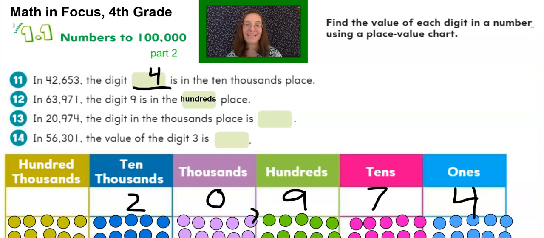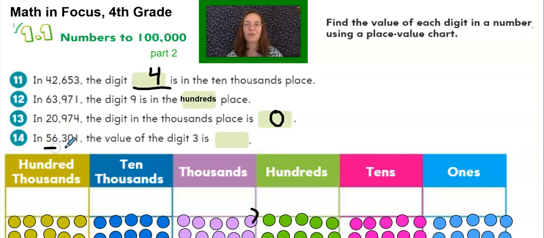Looking in number 13, it asks what digit is in the thousands place for the number 20,974. If I know that the purple place is the thousands, I can say the digit there is 0. Remember, 0 is a digit, and it really helps us out with place value. And finally in 14, it shows us the number 56,301. Now I didn't write it in the place value chart this time.